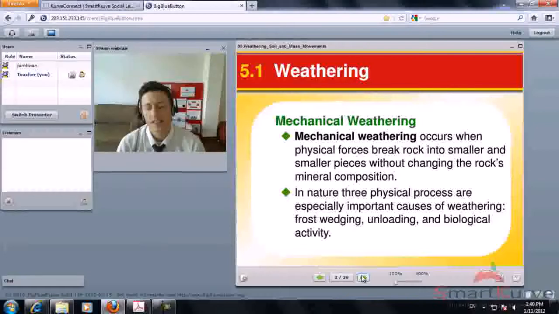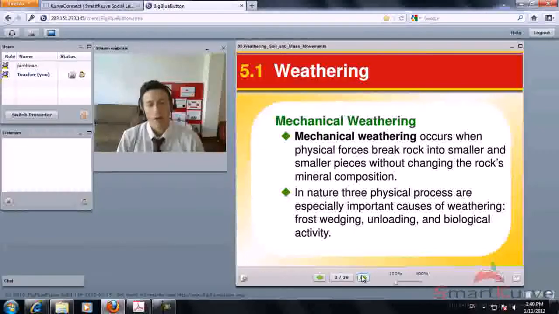We're here on slide 2. Now we're going to learn about two main types of weathering. We're going to start with mechanical weathering. This is what occurs when physical forces break rock down into smaller and smaller pieces without changing the rock's mineral composition.